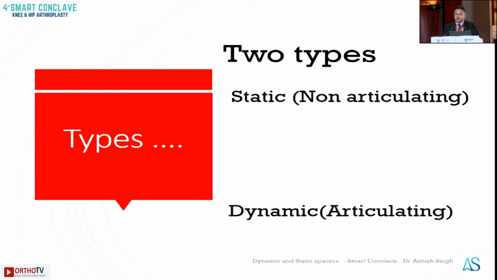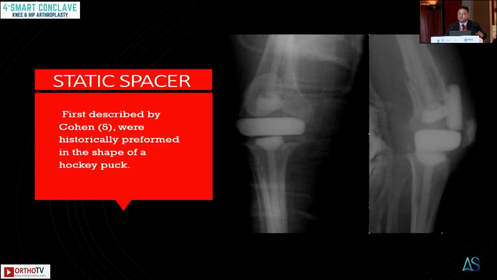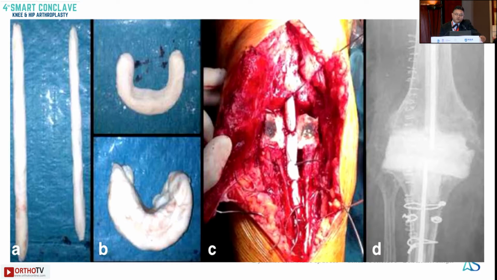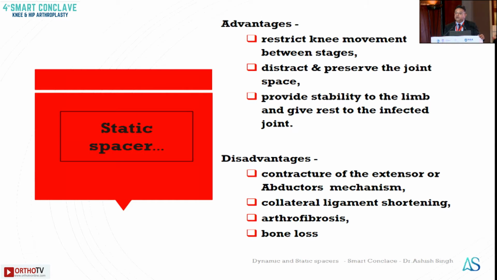So as I was telling, dynamic and static. When you talk of static spacers, they are very easy to put. You just have to mix antibiotic, create a mold and take it from there. It was first described by Cohen, historically performed. Still it is performed, easy to go, and very simple. Just plan it on the table and take it from there. The problem in all of these is that you don't actually know how much antibiotic has to be put in. So these things are to be taken into consideration.